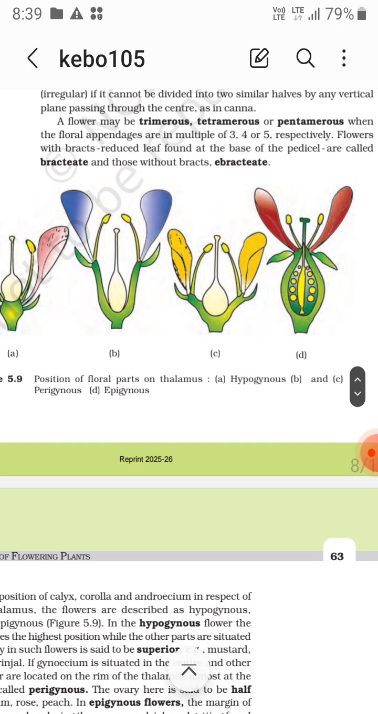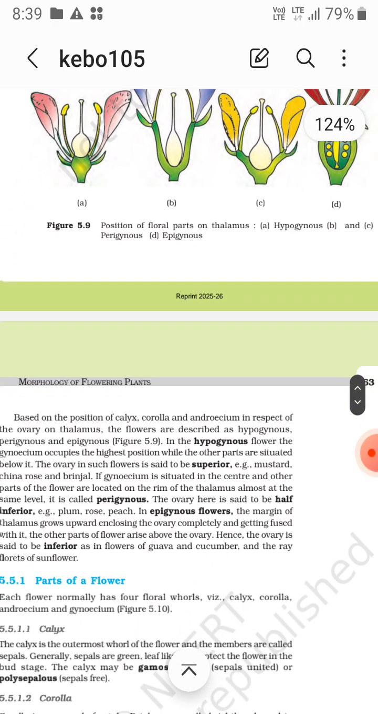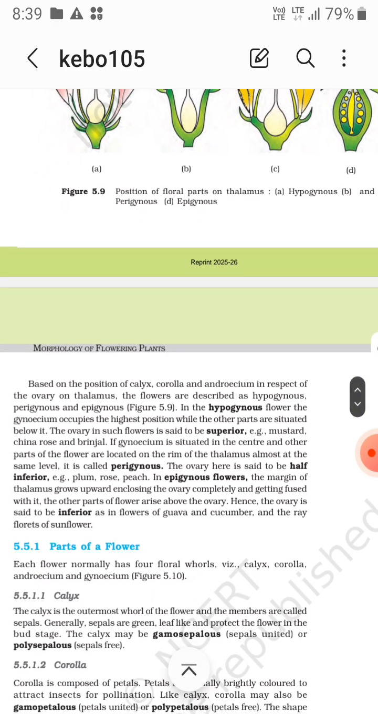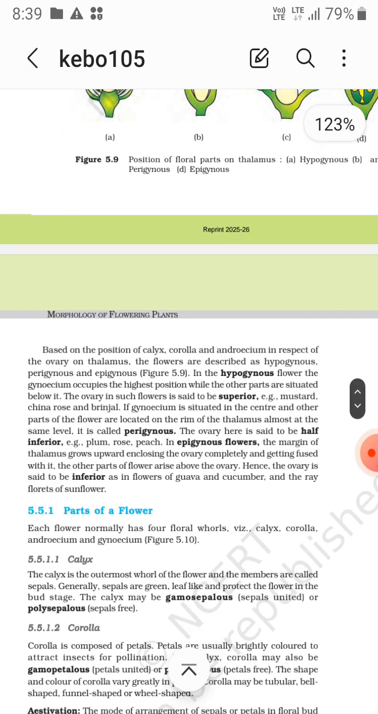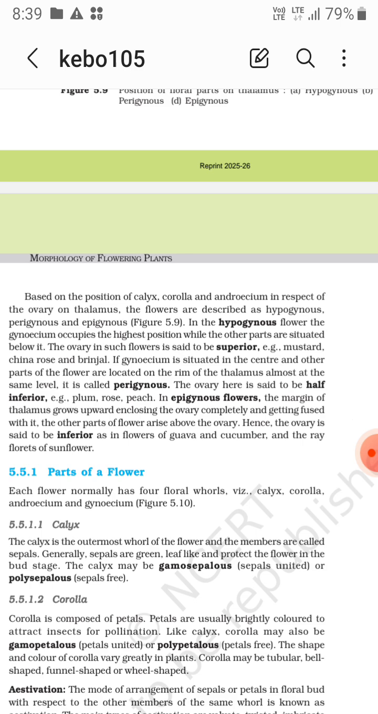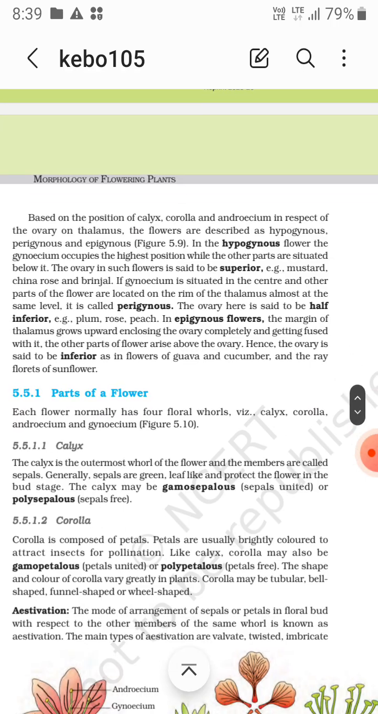Now the position of floral parts on the thalamus, the swollen part of the stalk or pedicel of the flower. It is hypogynous, perigynous and epigynous. These are types of flowers. Based on the position of calyx, corolla, androecium in respect of the ovary on the thalamus, the flowers are described as hypogynous, perigynous and epigynous. In a hypogynous flower, the gynoecium occupies the highest position while the other parts are situated below it. In such flowers, the ovary is superior. Mustard, China rose and brinjal are the examples.